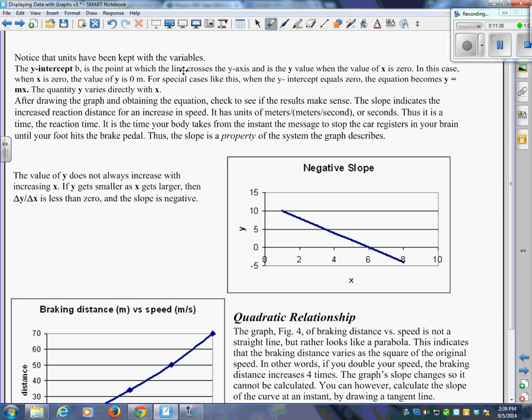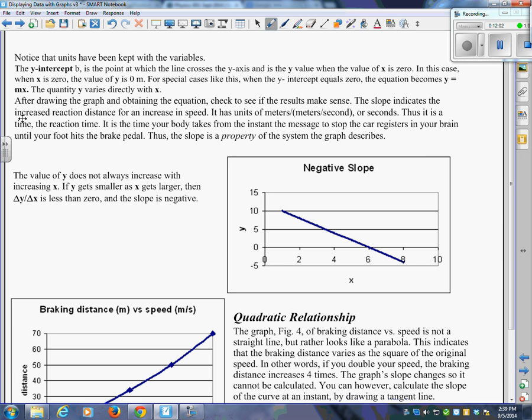Notice that the units have been kept with the variables. The y-intercept. What does y-intercept mean? Where it crosses the y-axis. And is the y value when the x value is 0? In this case, when x is 0, the value of y is 0. For special cases like this, when the y-intercept equals 0, the equation becomes y equals mx plus b. After drawing the graph and obtaining the equation, check to see if the results make sense.